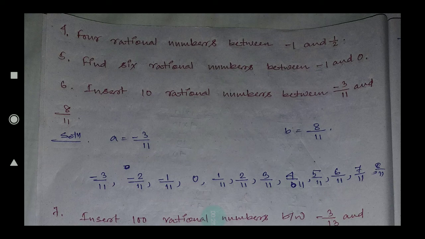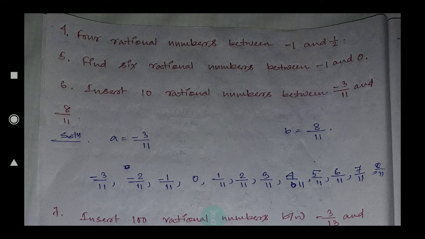So question number 4 and 5: 4 rational numbers between -1 and 1 by 2, and find 6 rational numbers between -1 and 0. This one you have to do by yourself. Question 6 part C: insert 10 rational numbers between -3 by 11 and 8 by 11.